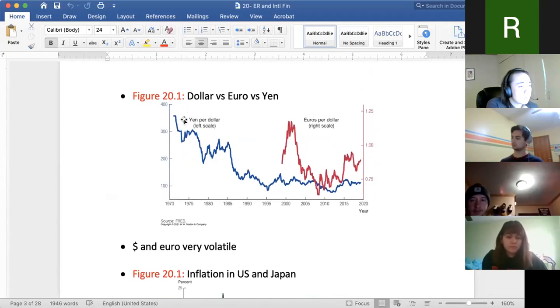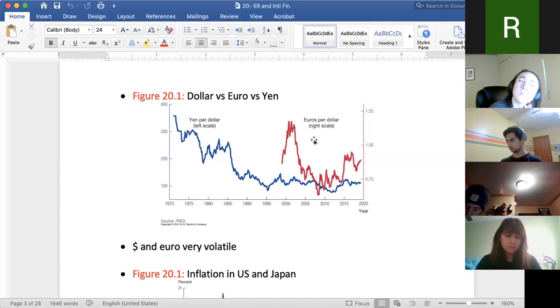First off, here's figure 20.1, the dollar versus the euro and the yen. Let's forget the euro here. The euro's in the red. Let's just look at the yen. Notice here that if we look at the exchange rate between the US and the yen, so this is the value of the dollar, the number of yen you get per dollar, notice here that since the 1970s, there's been this slow, gradual decline in the value of the dollar versus the yen.